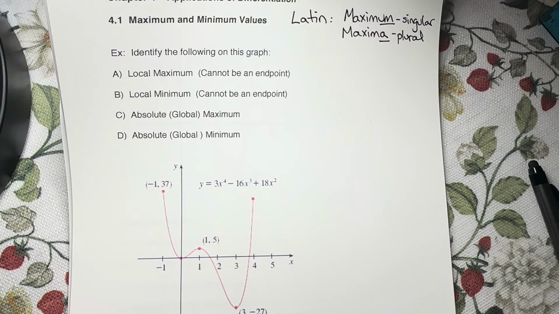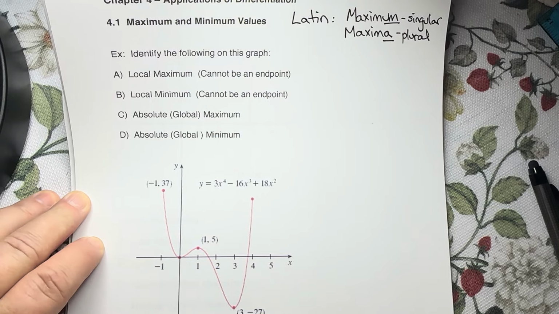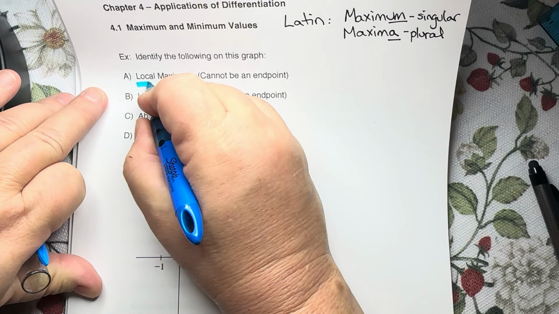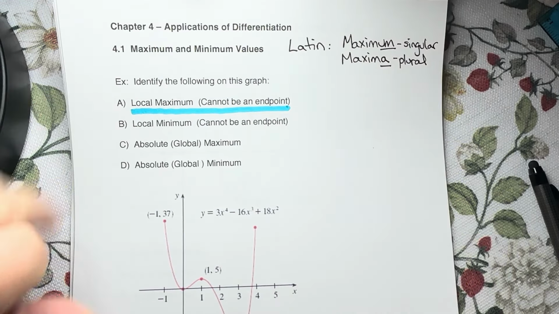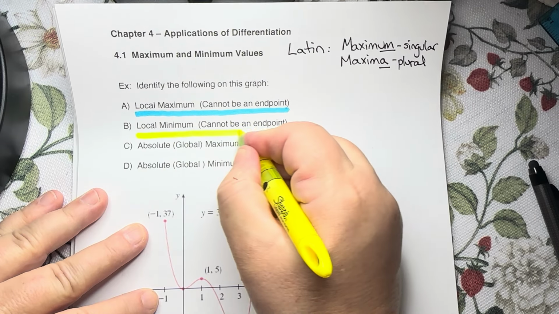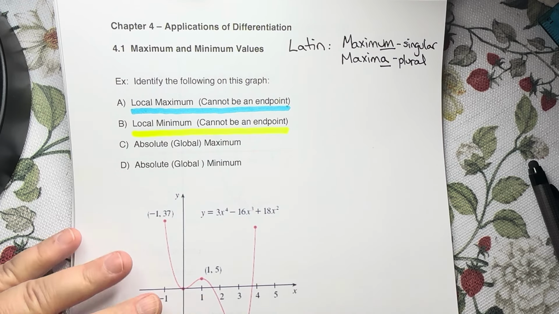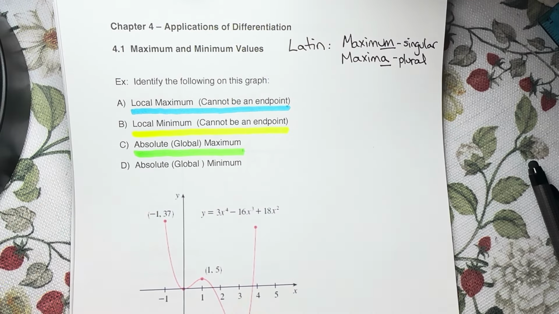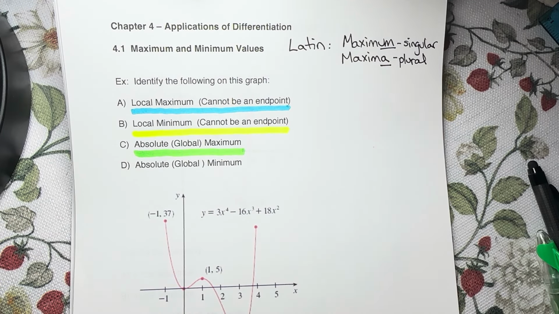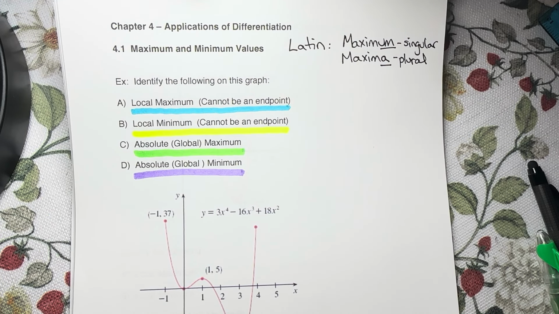Okay. So I've got 4 different concepts here. I've got the concept of a local maximum. I've got the concept of a local minimum. The concept of an absolute, global maximum. And then I also have the concept of an absolute or global minimum. So what the heck is the difference? Because we're using all the words a couple different ways.